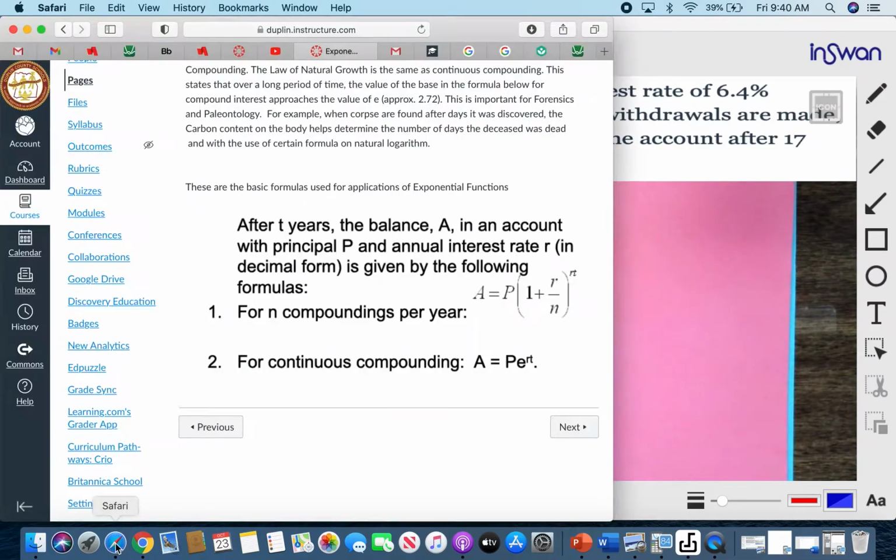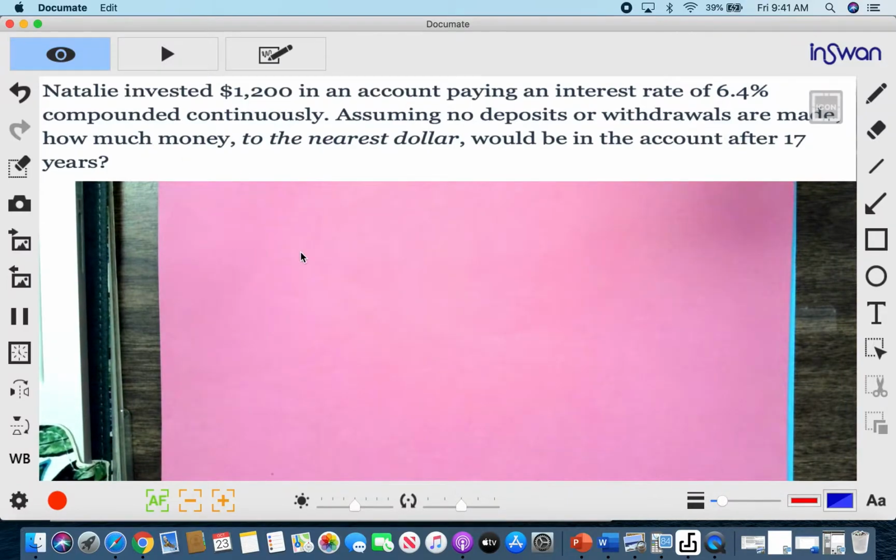Functions, and we will be using these two formulas because it's about compound interest and continuous compounding. So in the course of the lesson, we will differentiate between these two. This is the formula for compound interest, and this is the formula for continuously compounding. So this is the first problem.